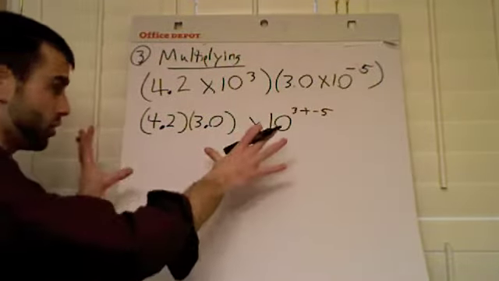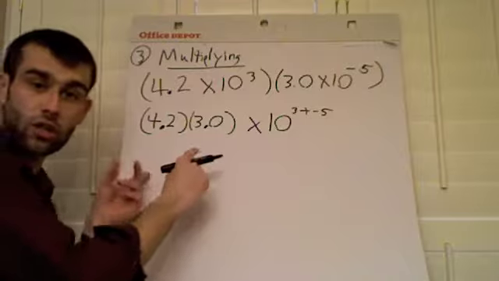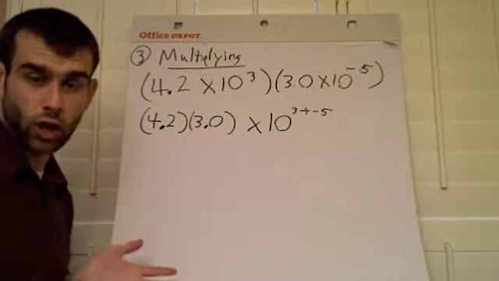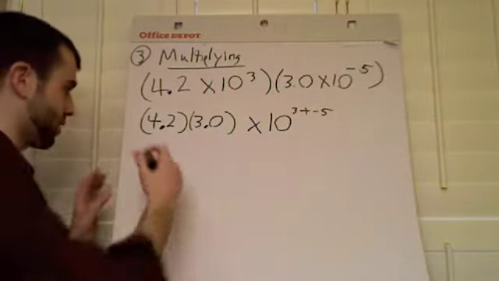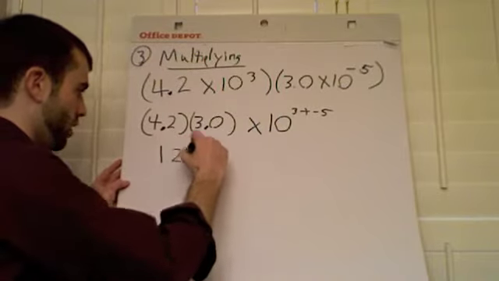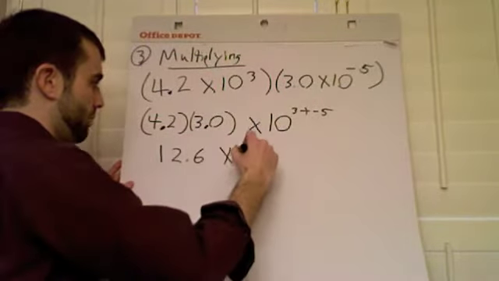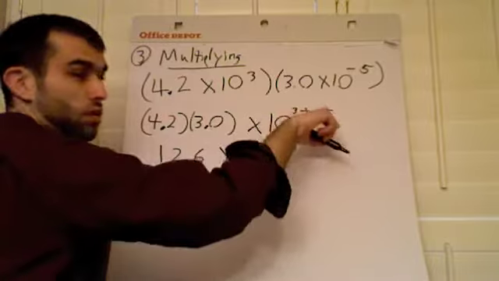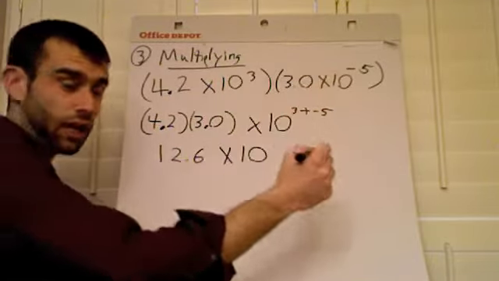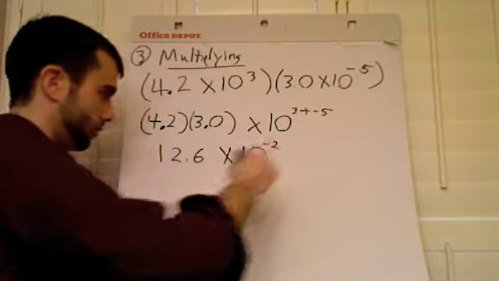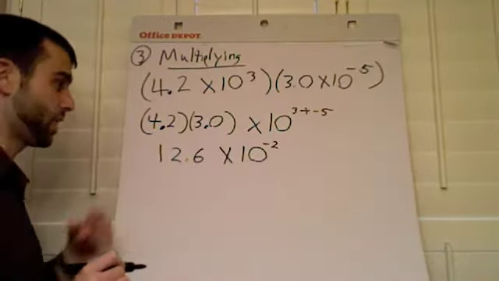Now, before we do that, let's do this over here. 4.2 times 3. Well, 4 times 3 is 12, and 0.2 times 3 is 0.6. So this is 12.6 times 10 to the 3 plus a negative 5, which is 3 minus 5. That's negative 2. So 12.6 times 10 to the negative 2.